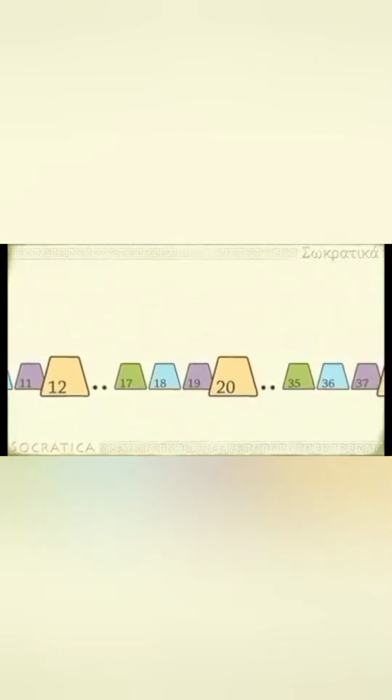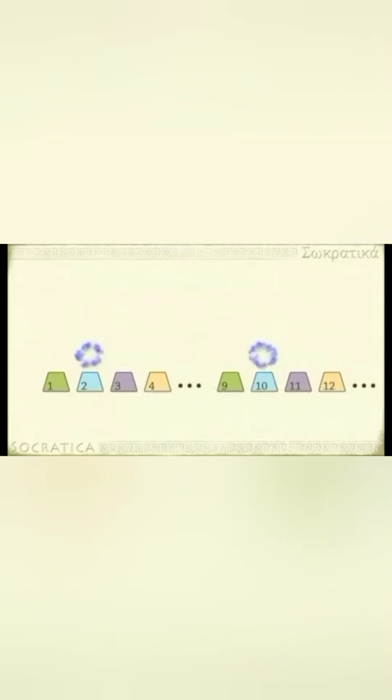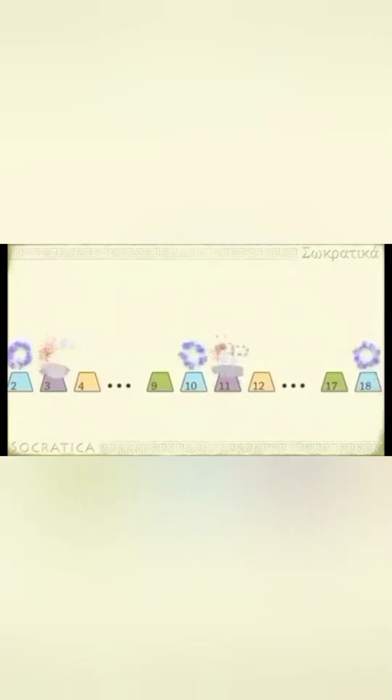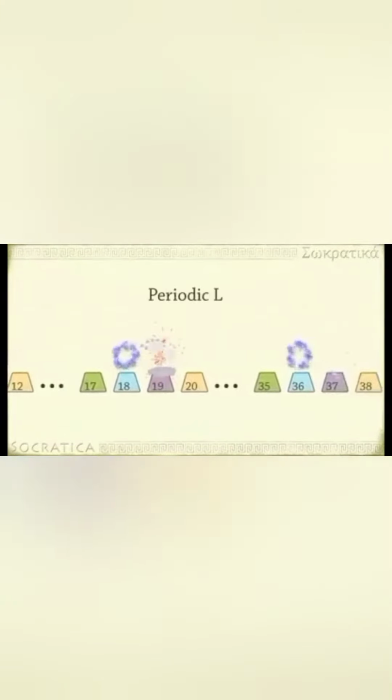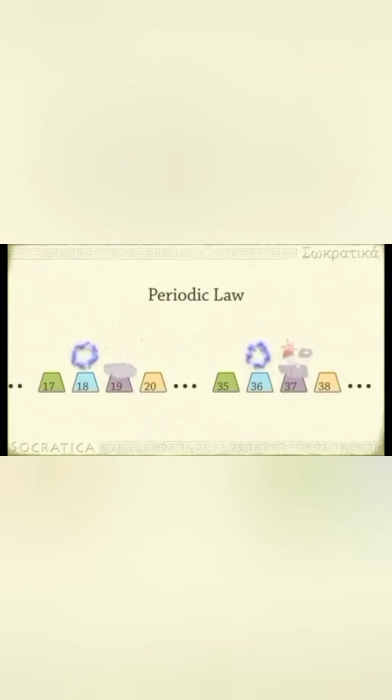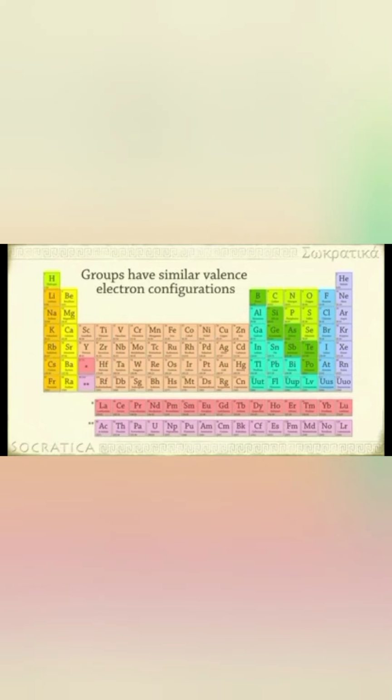For example, every so often, an inert gas appears. Right next to it will be an element that reacts violently with water. This periodic repetition is known as the periodic law. This is the basis for organizing the elements in the periodic table into columns. A vertical column of elements is called a group, or a family. The elements in a group have similar chemical properties. We now know that's because they have similar valence electron configurations.